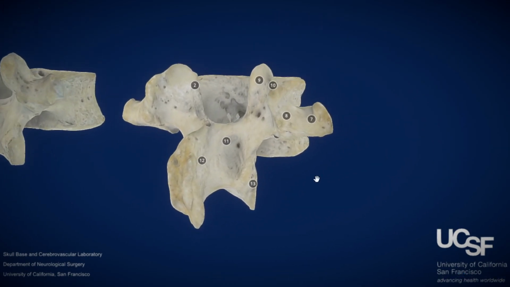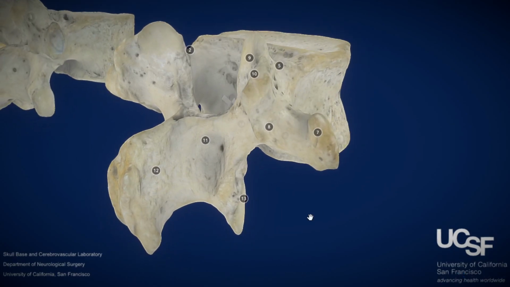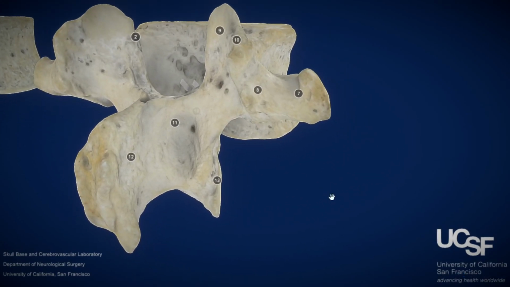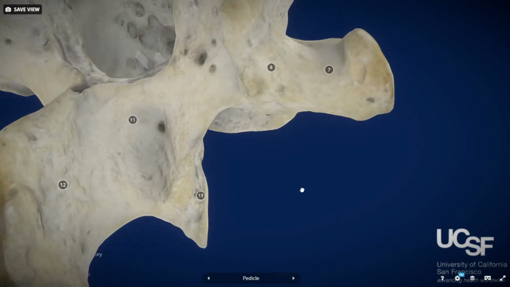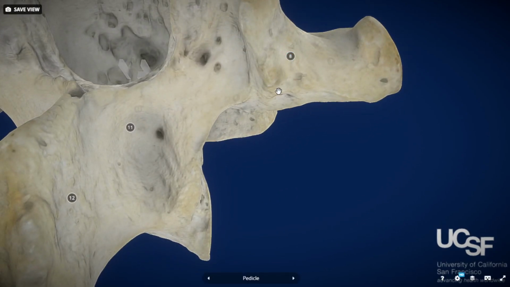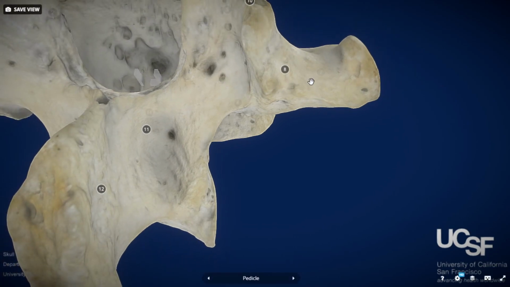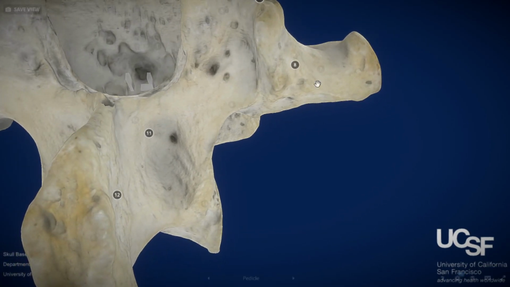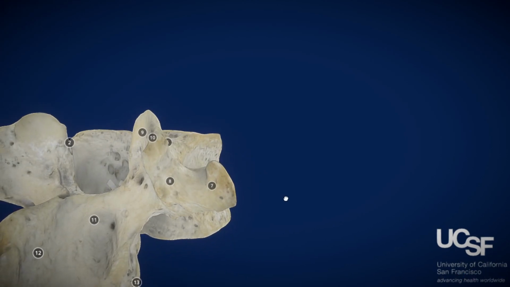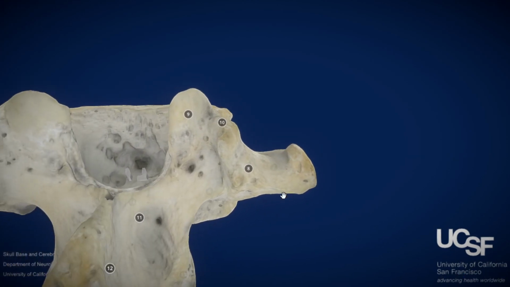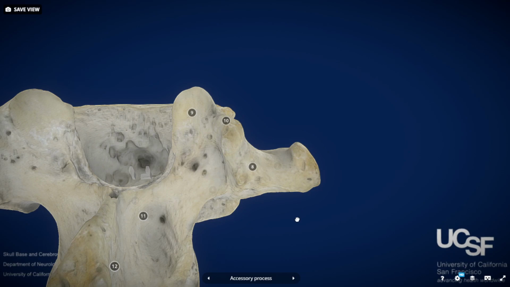Now there's a feature that is unique for this region, which is a prominence that emerges from the posterior and inferior portion of the transverse process at its junction with the lamina. This is the accessory process. The accessory process serves as an attachment site for the longissimus thoracis and the medial intertransversae lumborum muscles.